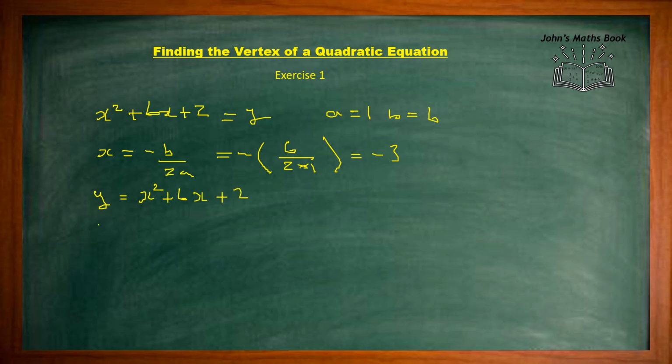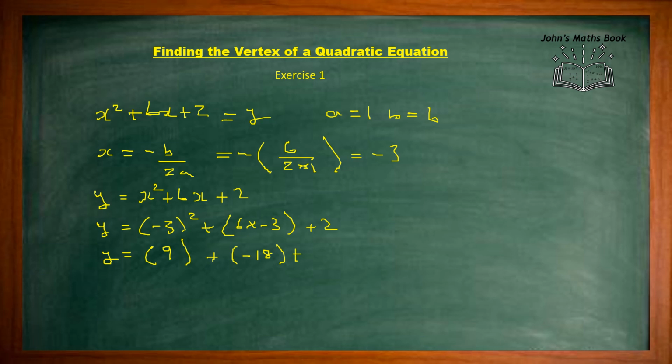we get y is equal to minus 3 squared plus 6 times minus 3 plus 2. So that's y is equal to minus 3 squared is 9 plus 6 times minus 3, 6 3s are 18, so that's minus 18 plus 2.